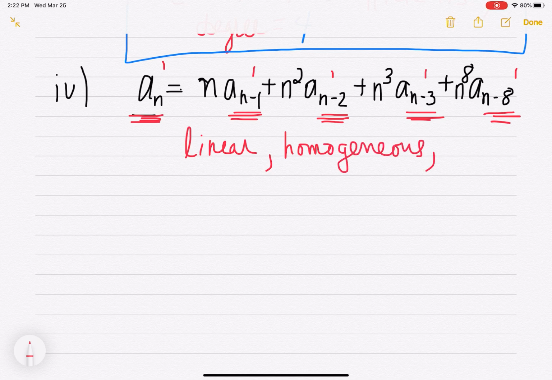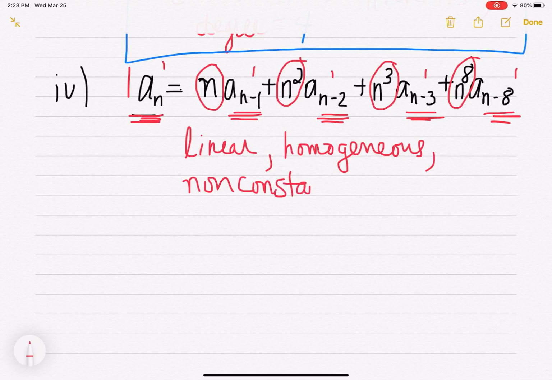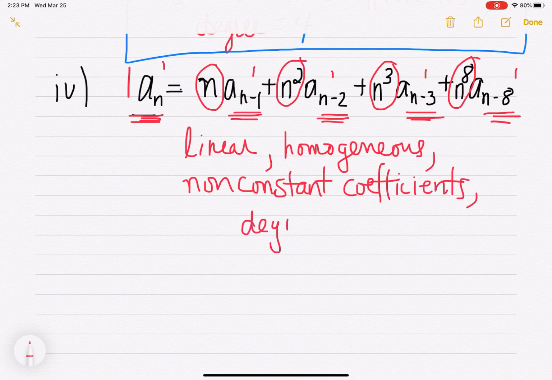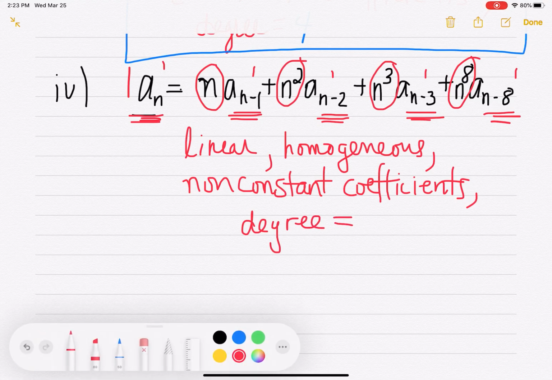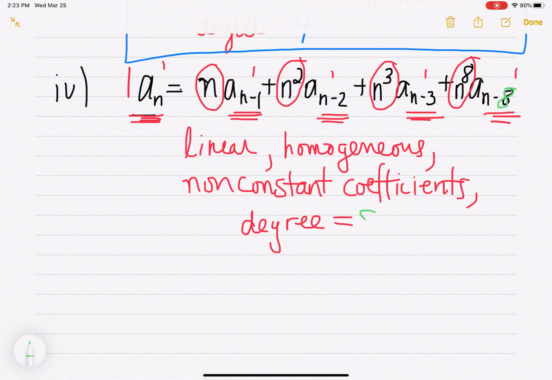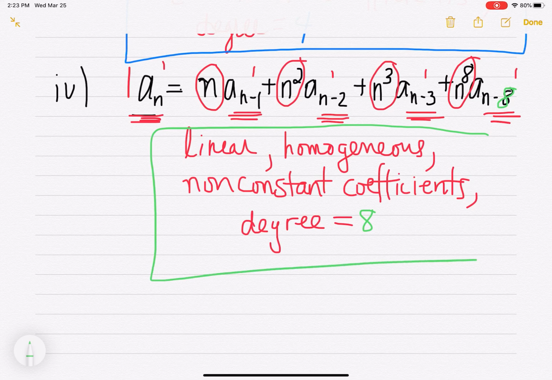But it doesn't have constant coefficients, right? If you look at the coefficients, some of these coefficients at least are not constants. So one is constant in front of the a_(n-1), but the others are not. So non-constant coefficients present themselves. And here we're talking about degree 8. Why? If you look at n minus 1, n minus 2, n minus 3, it goes all the way down to n minus 8. So there's your degree. So we have a recurrence relation that's linear and homogeneous, but we have non-constant coefficients. And our degree is 8.